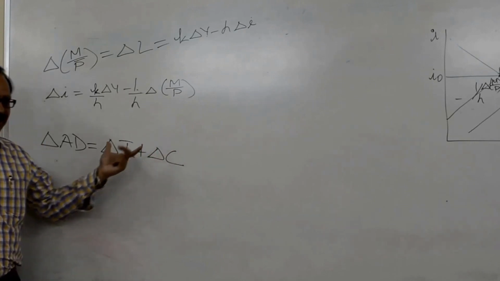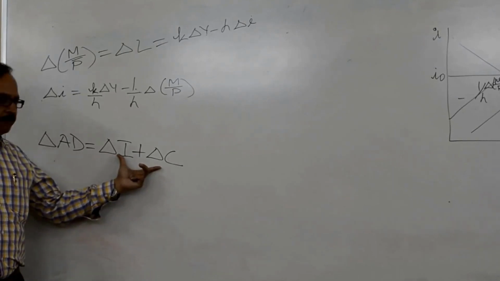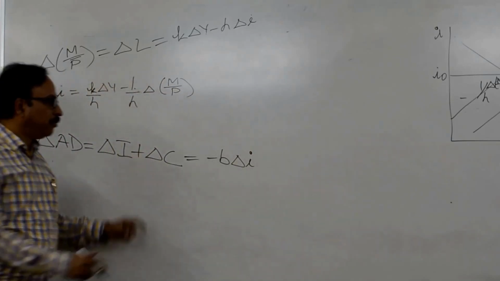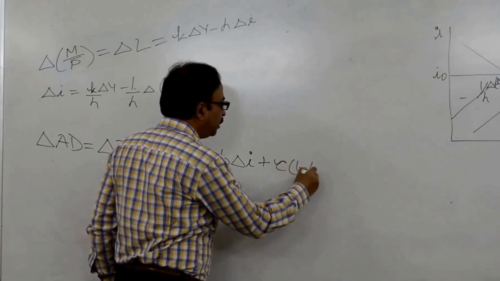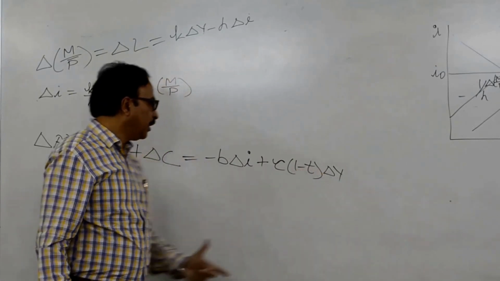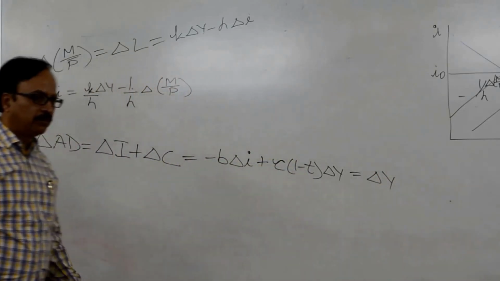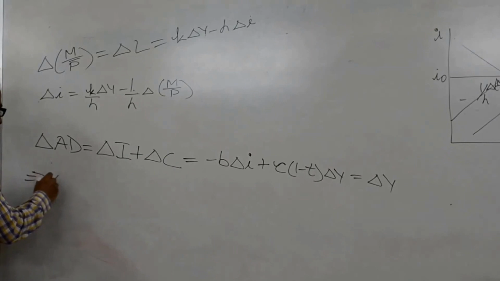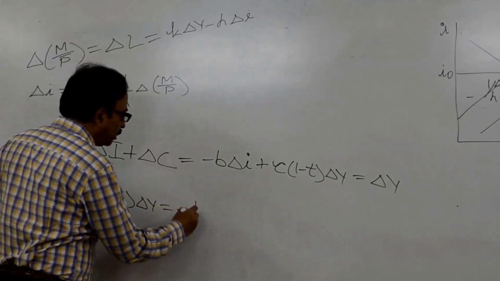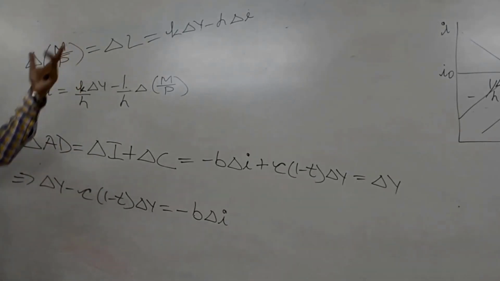Of course, delta G1 is not there. We are not talking about fiscal policy. So these are the two things that will change for the aggregate demand, right? And how much is this? This is as usual minus d delta I plus c into 1 minus t delta y. So this is the initial change. This is the induced change. Right? And this total change in aggregate demand has to be equal to the change in aggregate supply, that is change in income. Is it not? Alright. So delta y minus c into 1 minus t delta y will be equal to minus b delta I. Fine. We are using the same logic, right?